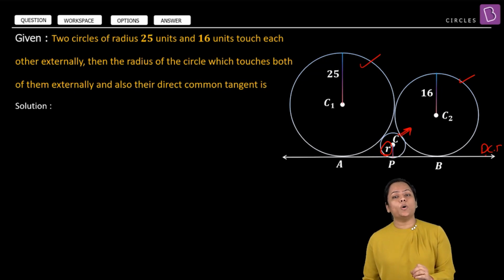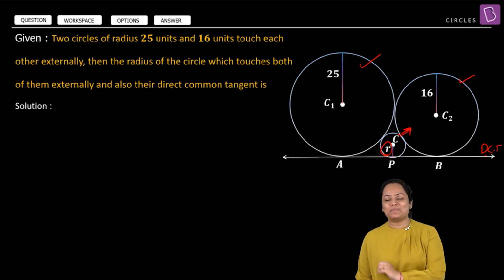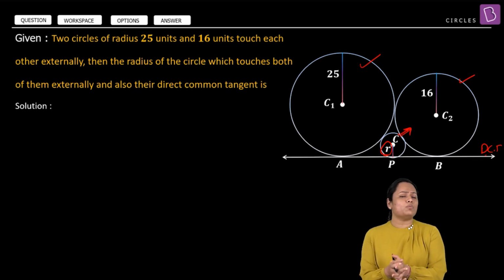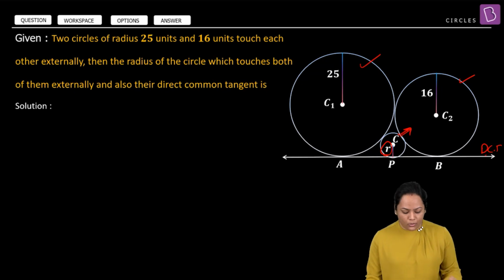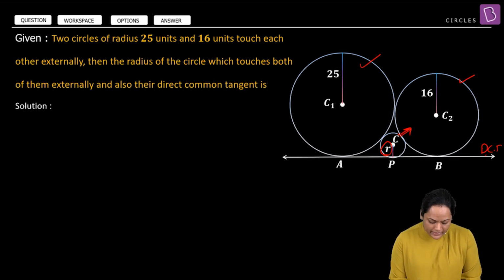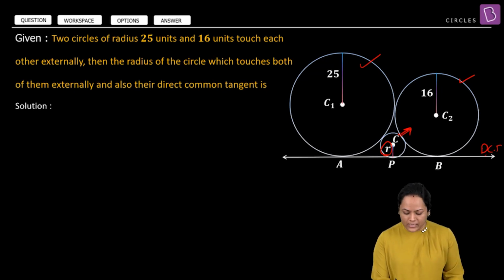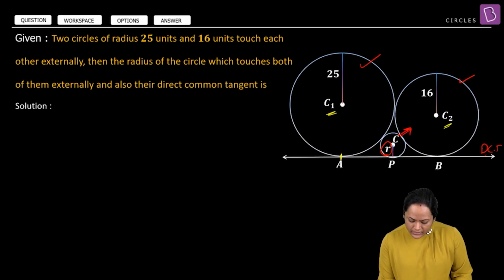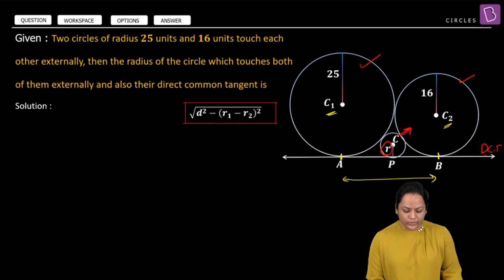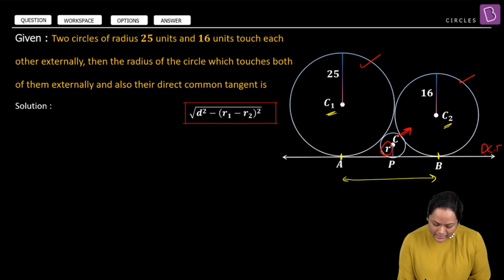Well, it is root over d square minus (r1 minus r2) whole square. That's correct. And what is d, guys? Well, d is the distance between the centers, and r1, r2 you already know. So, in this case, I'm applying this between the two circles having centers at C1 and C2. We can say that the length of their direct common tangent in this case will be AB. Isn't it? So we have the formula with us. So I can say that the AB value will actually be root over.